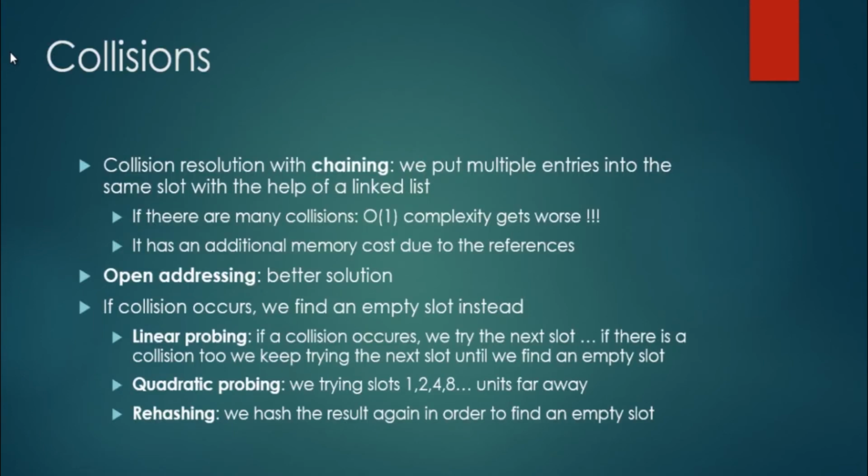So let me say a few words just to summarize again the collisions. The collision resolution: we can solve the collisions in two ways, chaining and open addressing. What is chaining? We put multiple entries into the same slot with the help of a linked list. If there are many collisions, then the constant time complexity gets worse, of course. In the worst case, it is going to be linear because of the properties of the linked list.